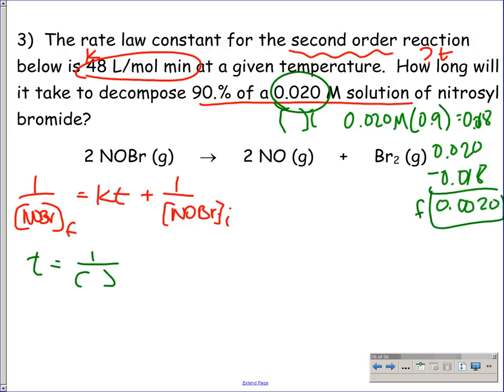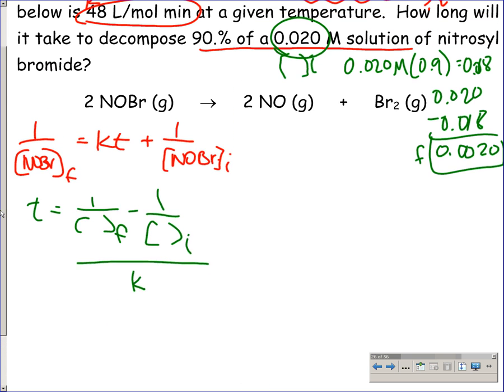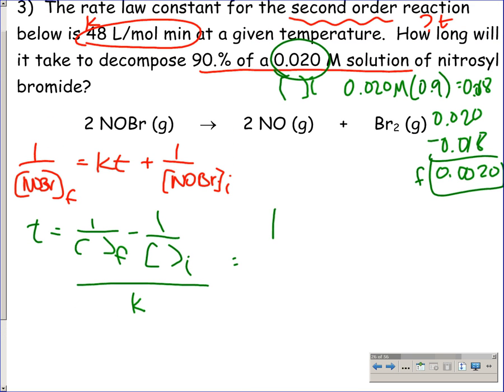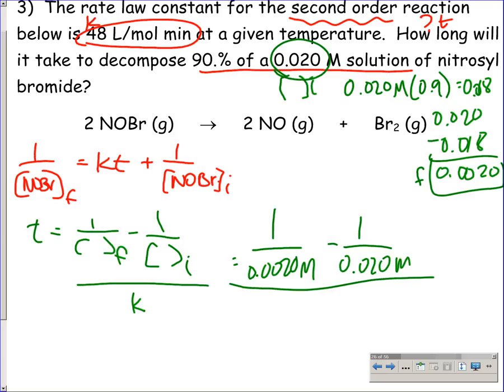Okay, so here's our final minus the initial, and I like to just put boxes, divided by k. So once you plug this information in, 1 over 0.0020 molar minus 1 over 0.02 molar. Make sure when you're typing this in the calculator, watch your zeros. And then the k is 48 per molarity minute, because that's just liters per mole, which is just the inverse of molarity.